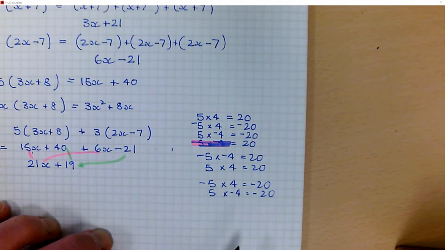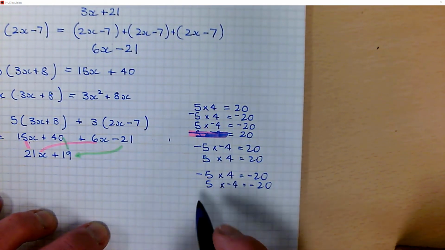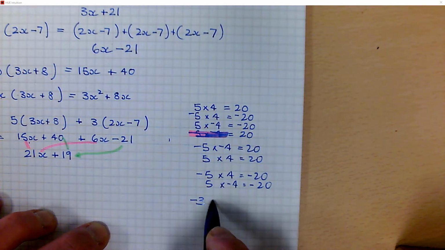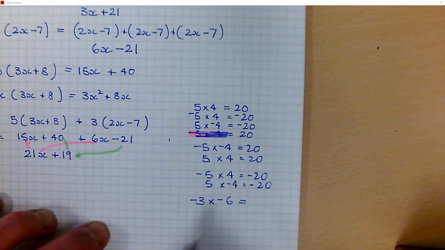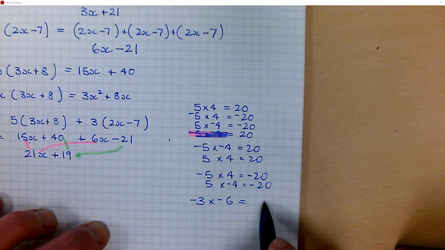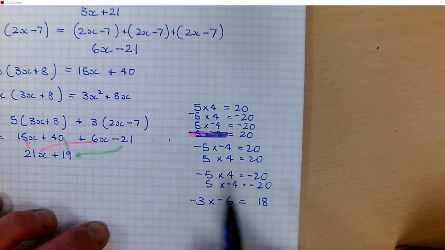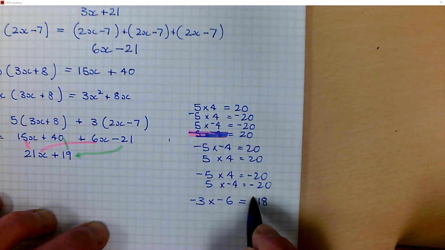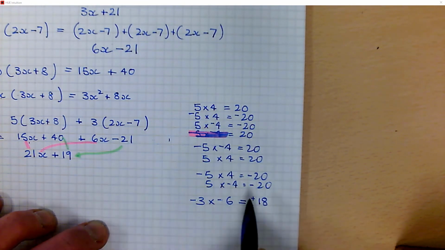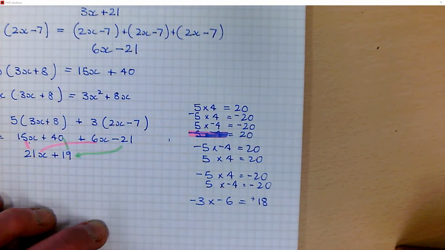So, if for example, I asked you to do minus 3 times minus 6, what I would do is I'd say 3 times 6 is 18, and now let's decide if it's going to be plus 18 or minus 18. Well, the two signs are the same, so that means the answer will be positive. And we can write 18 or we can write plus 18. Usually we don't bother writing positive.